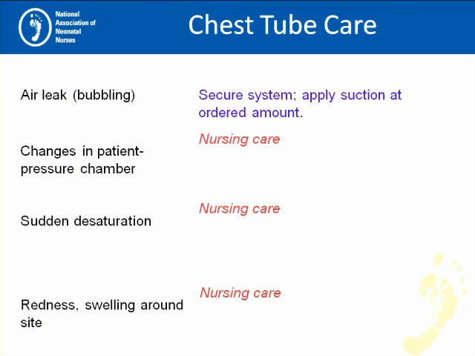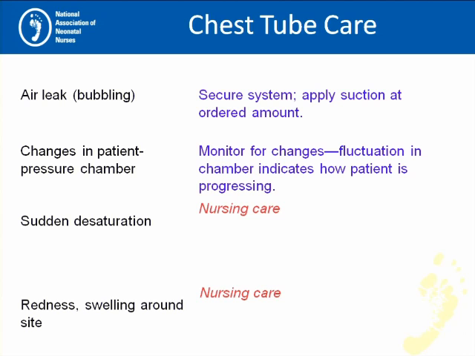Apply suction in the ordered amount. Monitor changes in the patient pressure chamber. Fluctuation in the chamber indicates how the patient is progressing. When the tube is connected to suction, the infant's pressure will equal the suction control setting plus float ball level, which serves as a manometer for measuring intrathoracic pressure.